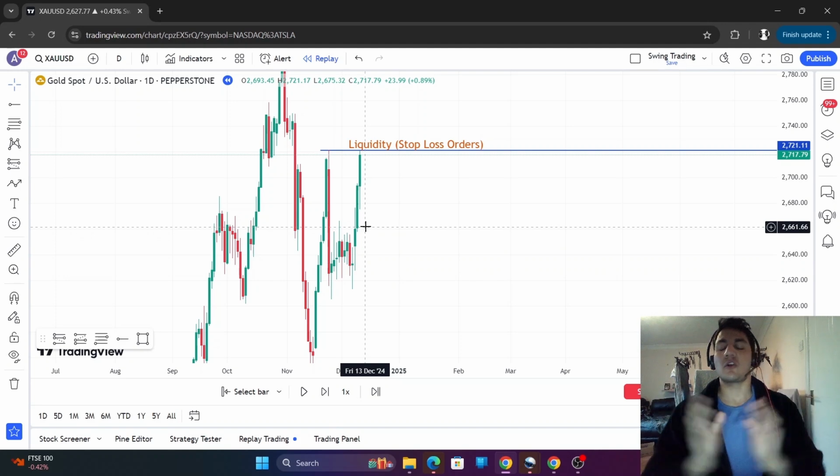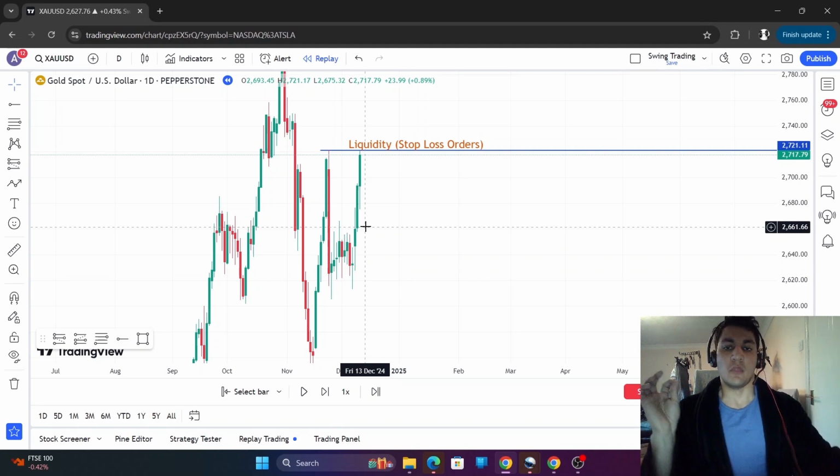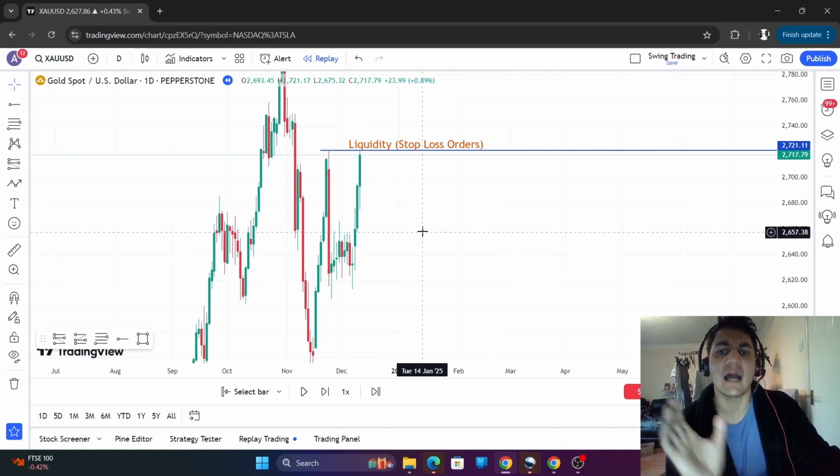Believe it or not, these markets are not designed for retail traders like me and you. It's designed for those who have billions. So the market will move for where the money is. It will move for the liquidity. Right, so what does that actually mean for us as traders?